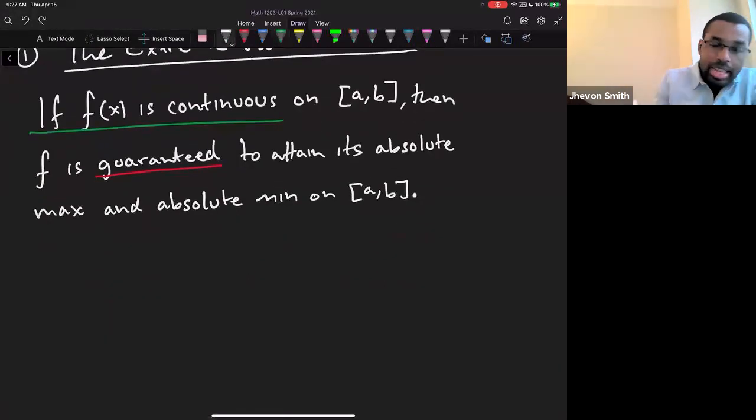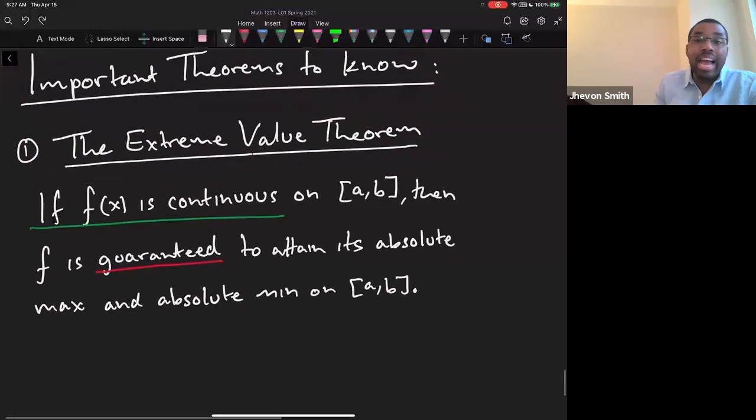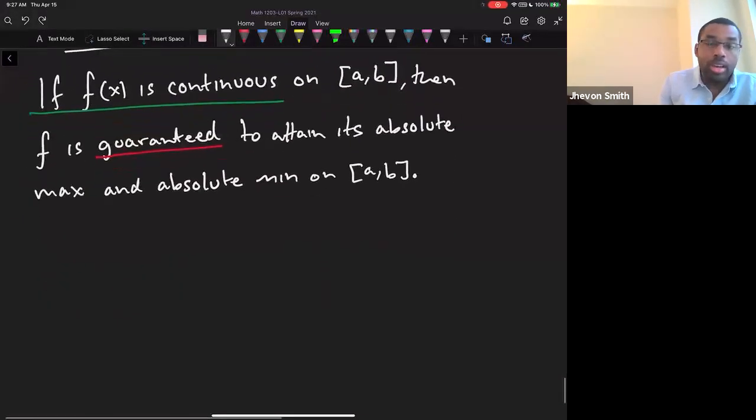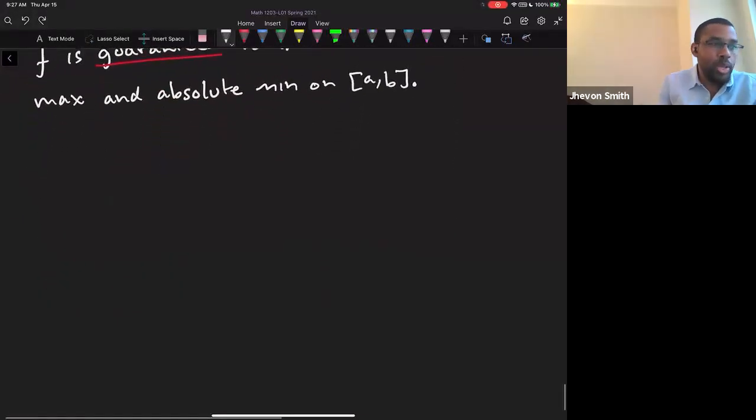Okay, that's called the extreme value theorem. We are guaranteed to have extreme values in this situation. If we're on a closed interval and we're looking at a continuous function, there is an absolute max and absolute min. Believe it. All right. Another important theorem.